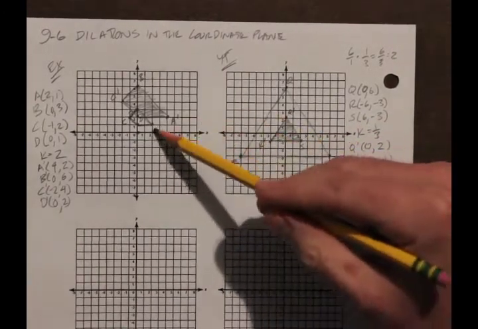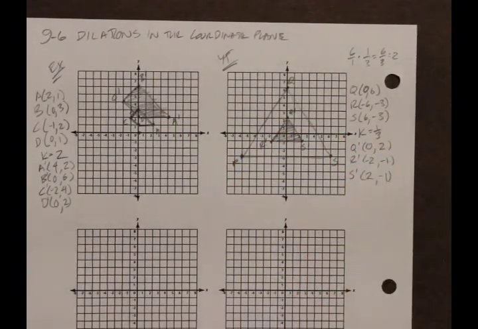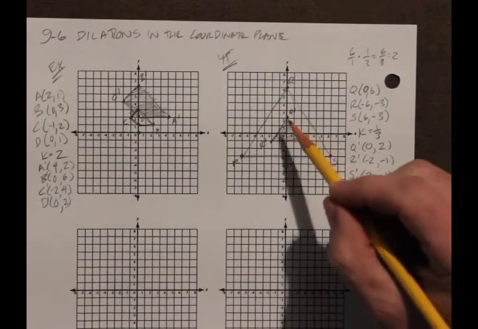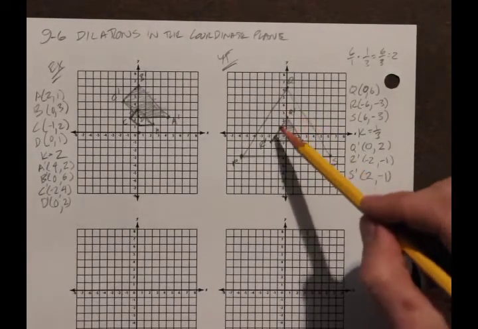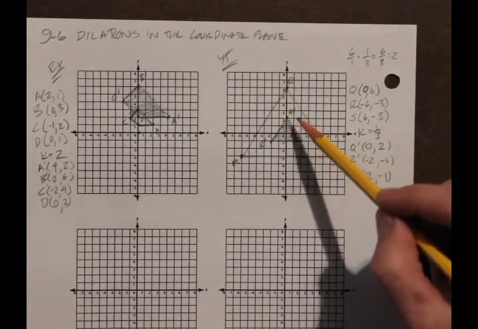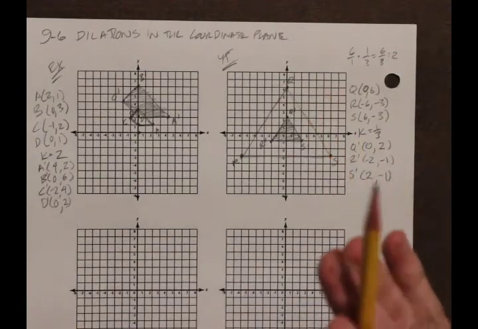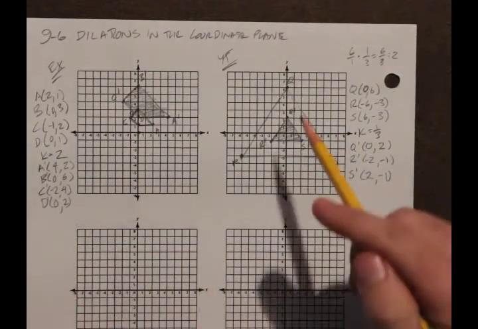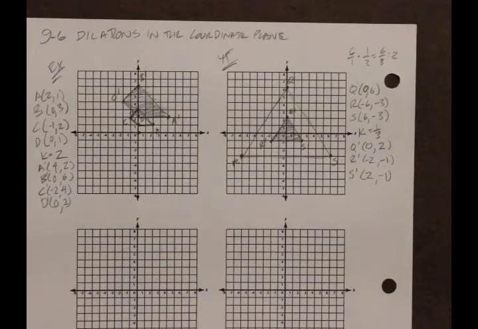Notice that in both of these examples, the shape remains exactly the same, except for it's a smaller or larger version of the original. So every time you do a dilation, make sure that your pre-image and your image look exactly the same, except for one is smaller than the other one. If they get skewed in a different way so that they're not quite the same shape anymore, you know you've done something wrong. Let's do one more dilation.